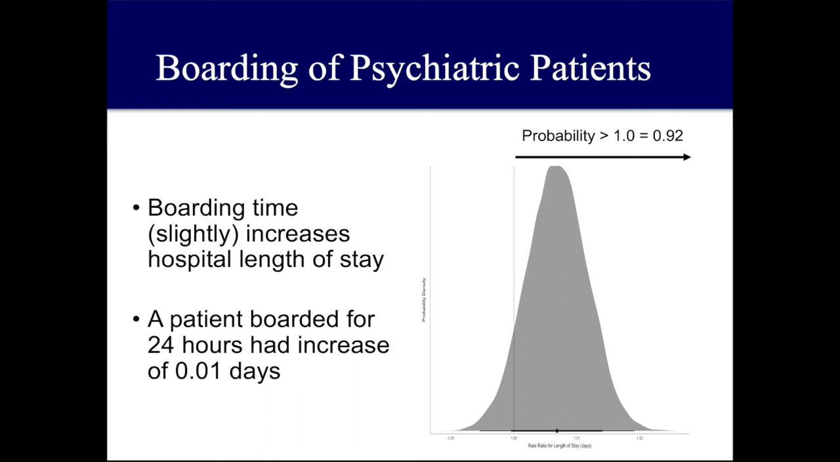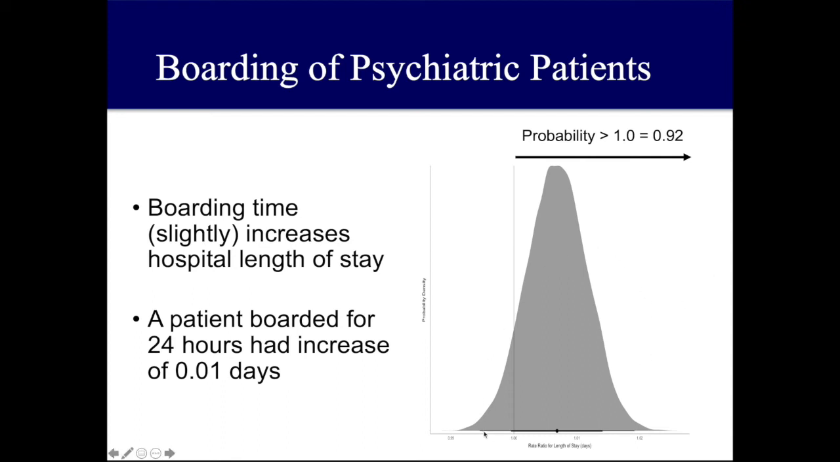This led us to the conclusion that boarding time slightly increased the hospital length of stay. For example, a patient that was boarded for 24 hours had roughly an increase of 0.01 days, which is not very high. But the benefit of doing a hierarchical model is we were able to account for all of the uncertainty that may have contributed to the differences.